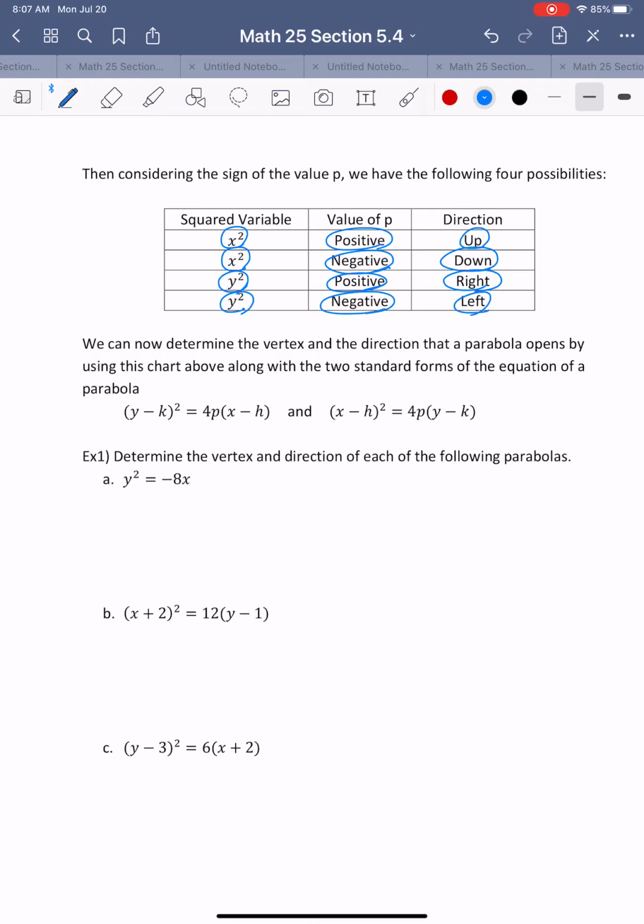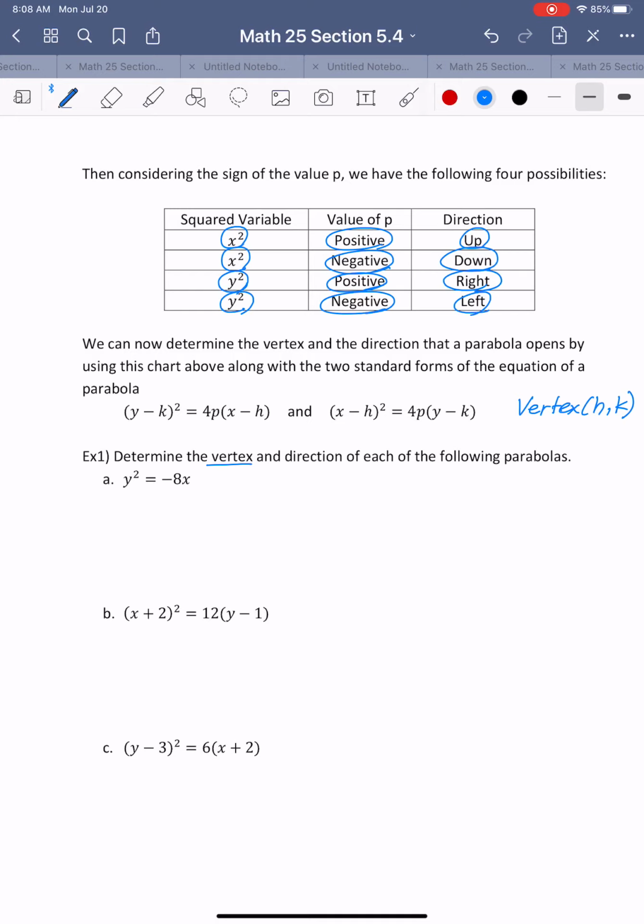So y minus k squared equals 4p times x minus h, and then x minus h squared equals 4p times y minus k. So the vertex is (h, k). All right, so determine the vertex and the direction of each of the following parabolas.